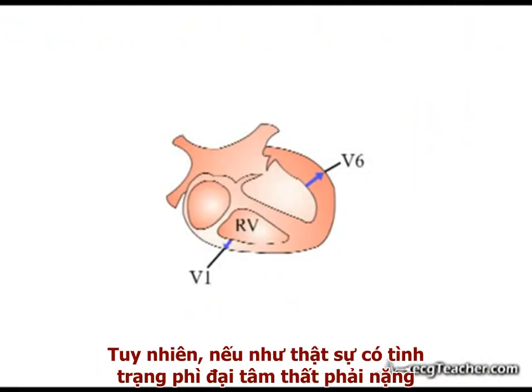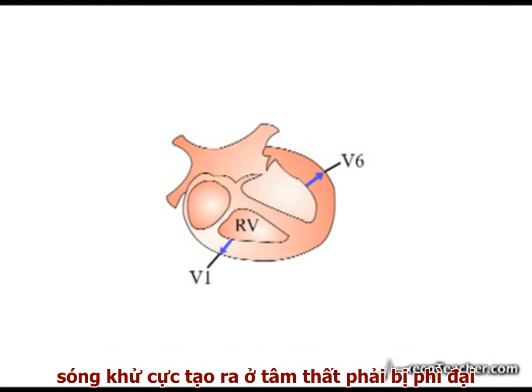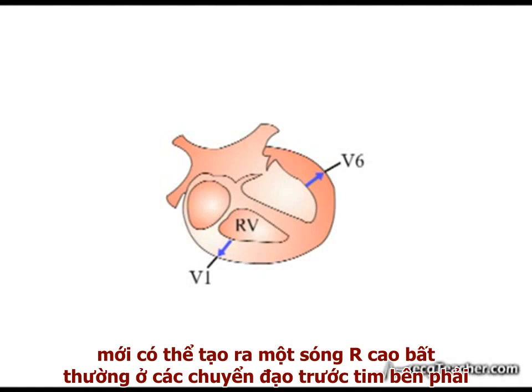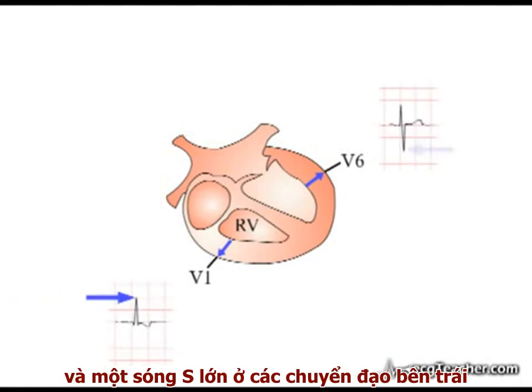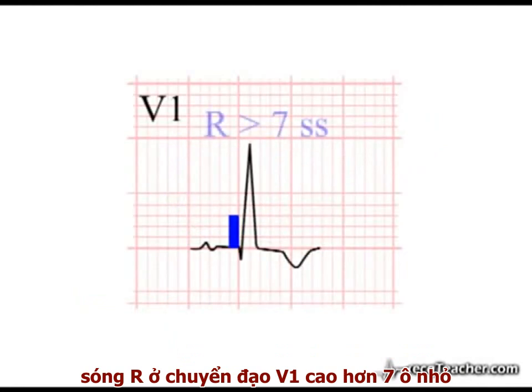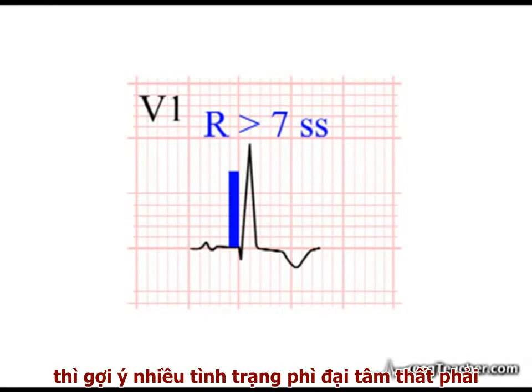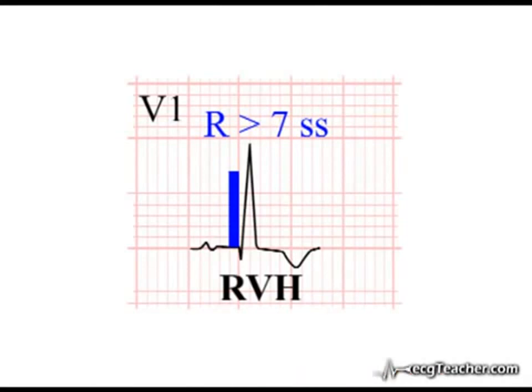However, in the presence of gross RVH, when the RV wall has increased to at least twice its normal thickness, the depolarizing voltage generated in the enlarged right ventricular muscle mass can produce abnormally tall R waves in the right-sided chest leads and persistent large S waves in those on the left. In fact, an R wave in lead V1 higher than 7 small squares in amplitude, as illustrated in the example shown here, is highly suggestive of the presence of underlying RVH.